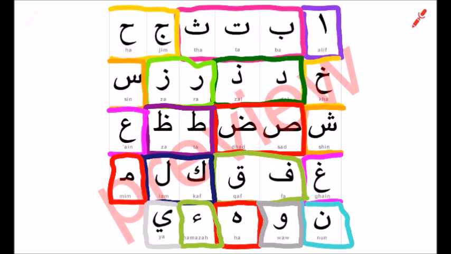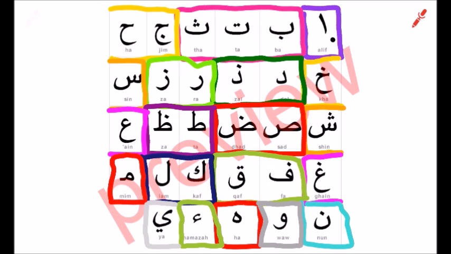The first letter is Alif. It looks like a 1. As you can tell, it's very simple. If you see 1, the number 1, you know that it's the start of the numerical numbers, right? As well as in the Arabic alphabet.